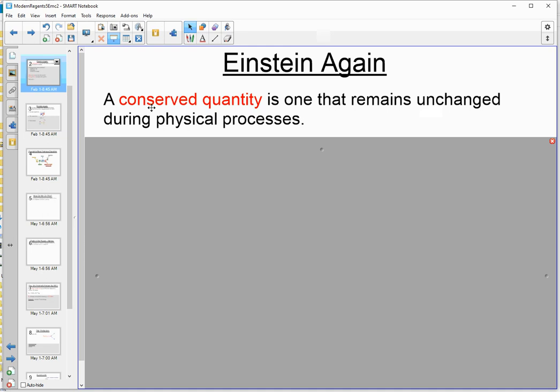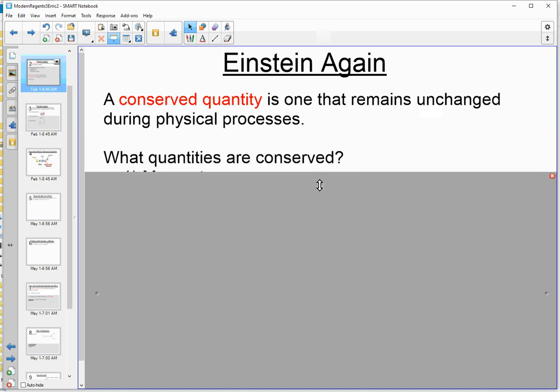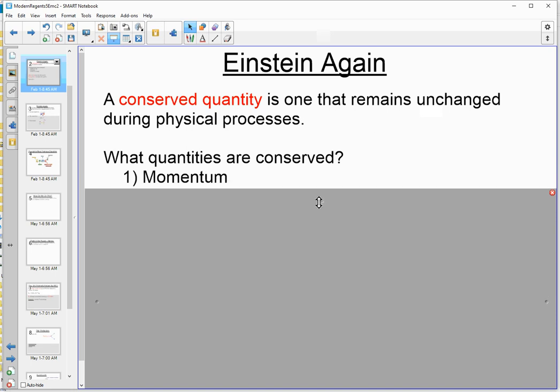Just to review, a conserved quantity is one that remains unchanged during physical processes. Now that sounds like a lot. Let's talk about what that means. Well, some of the quantities we've seen so far that are conserved would be momentum.